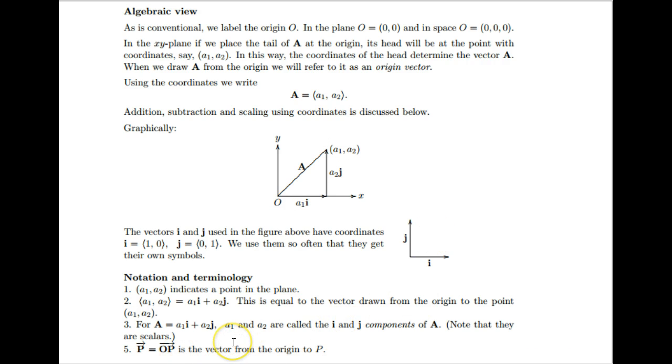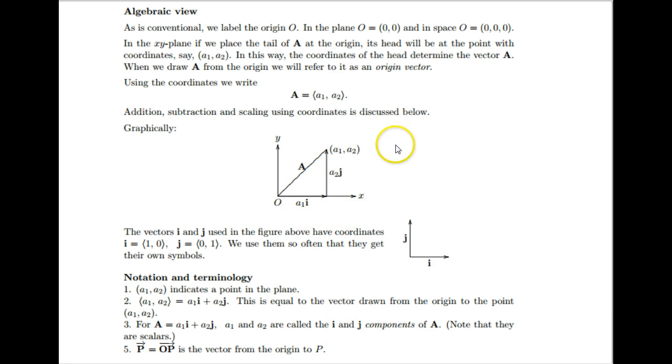And then when we have a vector A equal to A1 times I plus A2 times J, we call A1 and A2 the components. And these components are scalars. Okay, A1 by itself is a scalar. You have to multiply it by I to get this vector A1I. And the same thing with A2. It's a scalar. We multiply it by J and we get this vector.